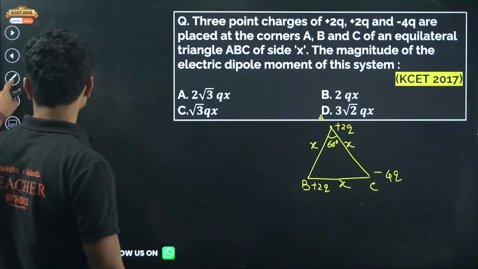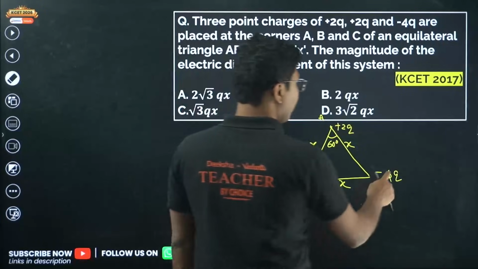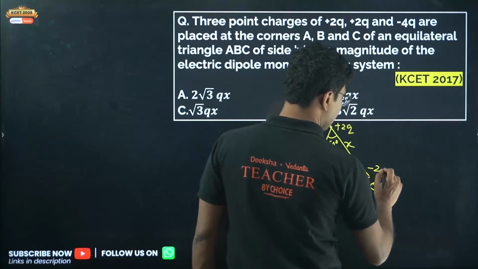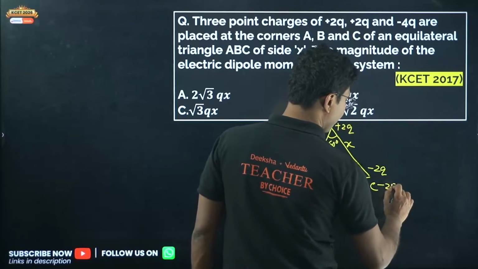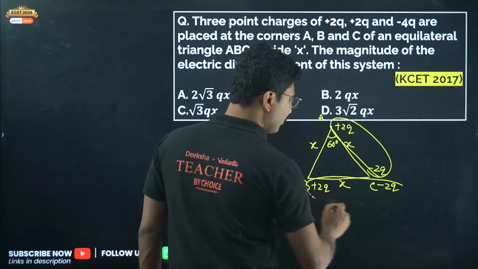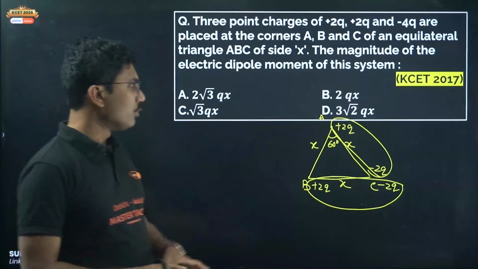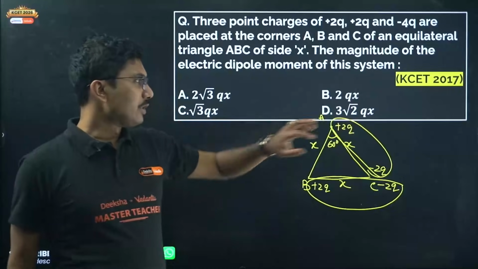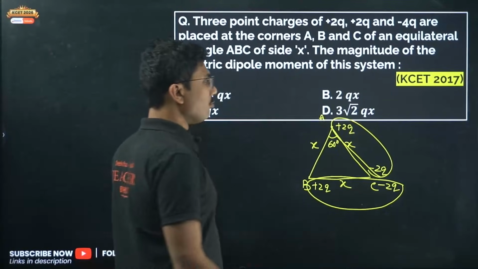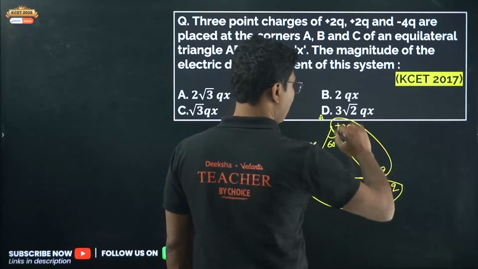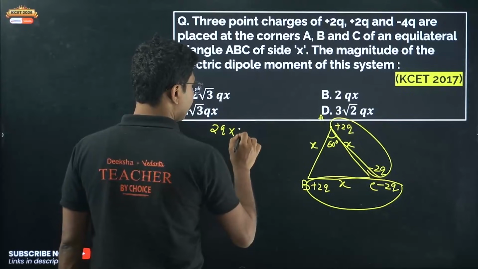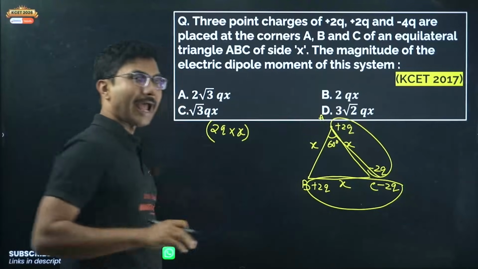To solve this question, we have to use a small trick, that we divide this minus 4q charge into two parts, minus 2q and minus 2q. So now these two will give me a dipole and these two will also give me a dipole. Two equal and opposite charges separated by a distance is called a dipole. So what is the dipole moment of this dipole? It is 2q into x.